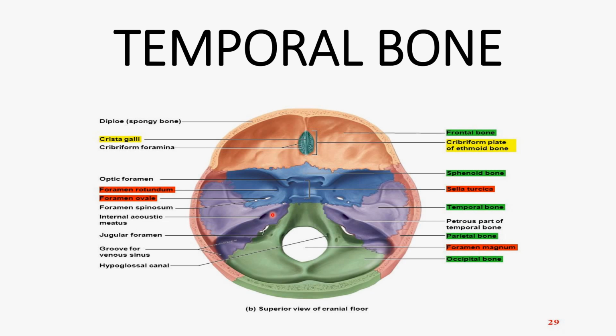You can see this one is the internal acoustic meatus, and the important one is the groove for sinuses. This is a venous sinus which continues into the transverse sinus, and this is called the petrous part. The temporal bone forms the bulk of the middle cranial fossa. Here the middle cranial fossa is situated.